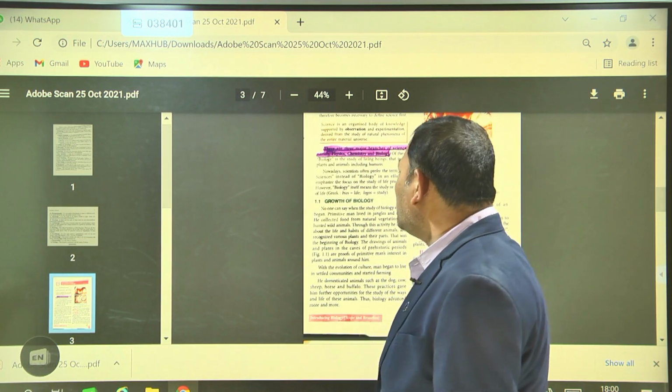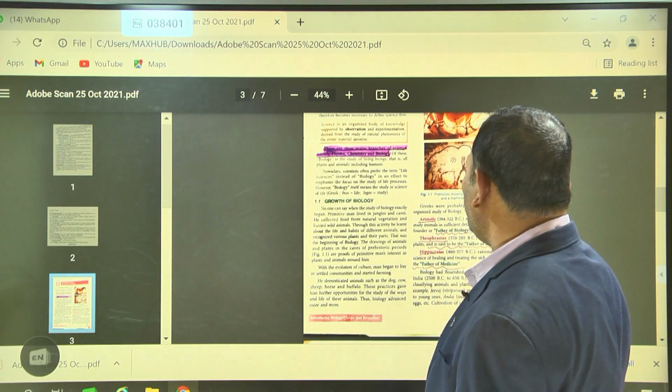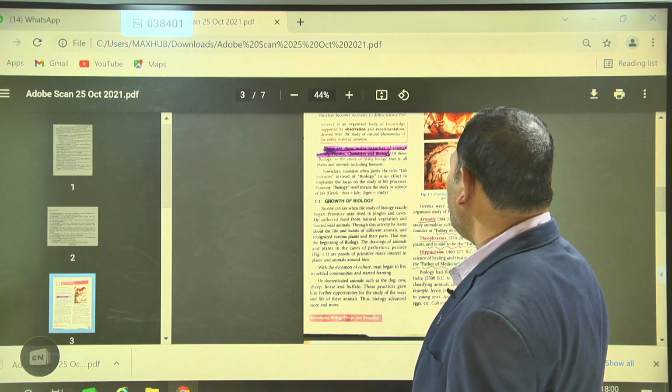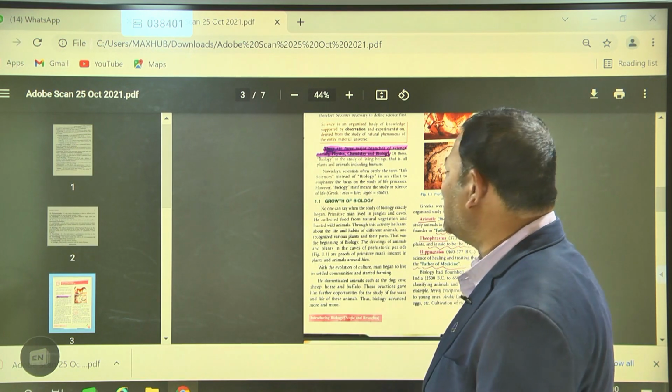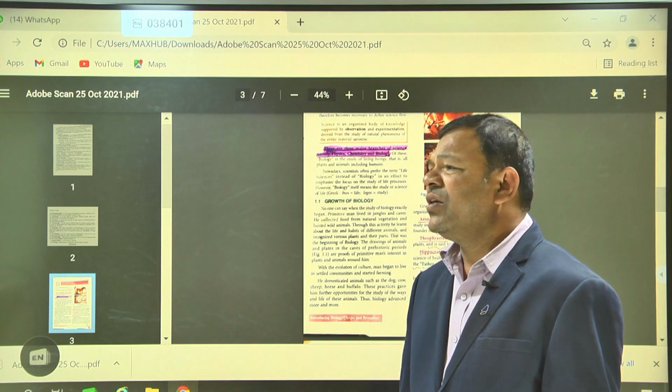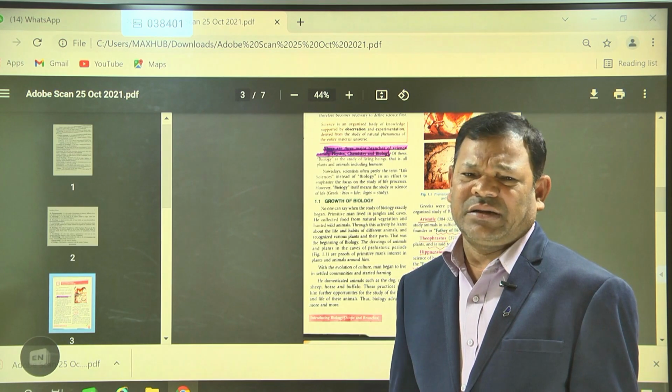Next, growth of biology. Here it is very important: no one can say when the study of biology exactly began. We don't know when it started.